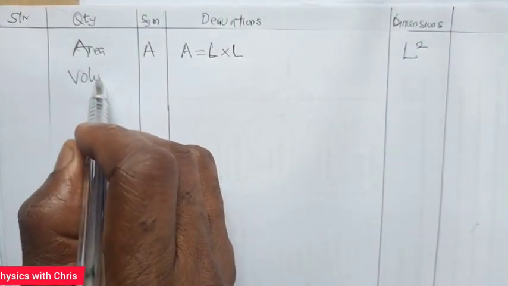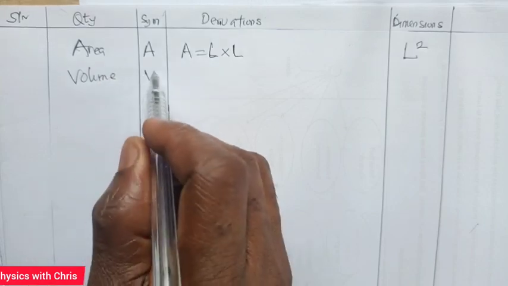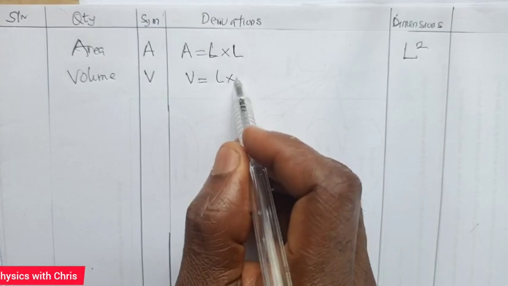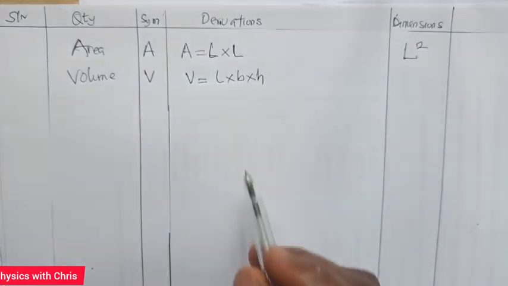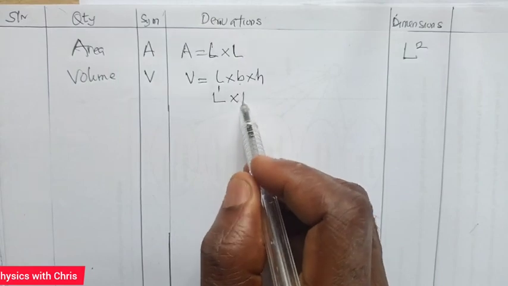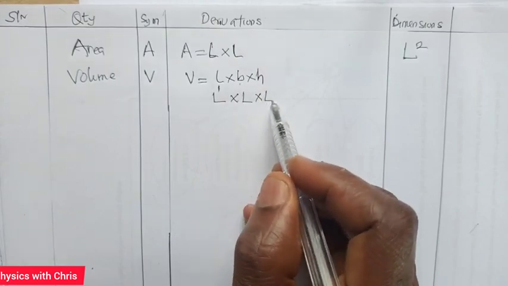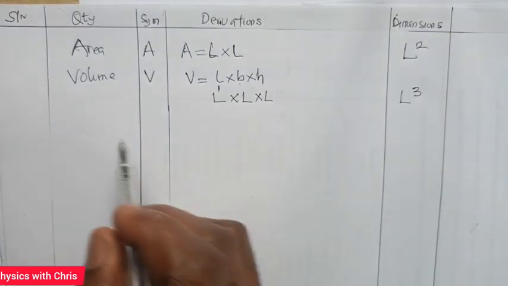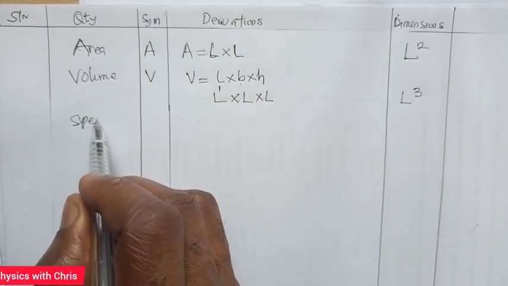Now volume has a dimension. Volume, the symbol is V, the product of three lengths. Volume is defined as length times breadth times height, and each has dimension L. The dimension of length is L, of breadth is L, and of height is L. So the product of three lengths is L cubed.